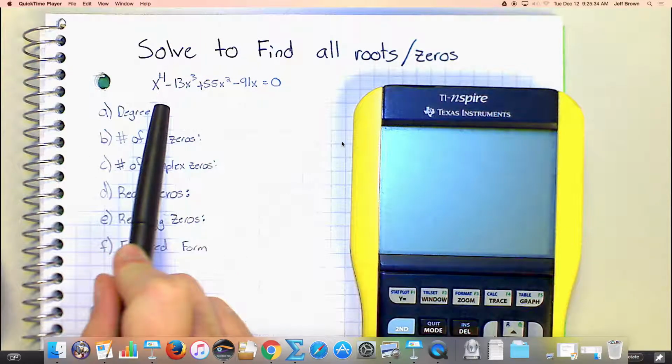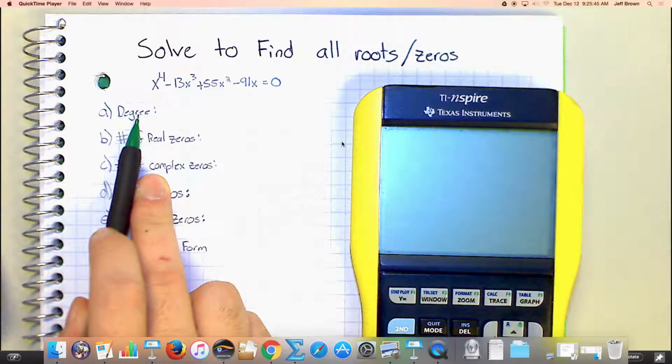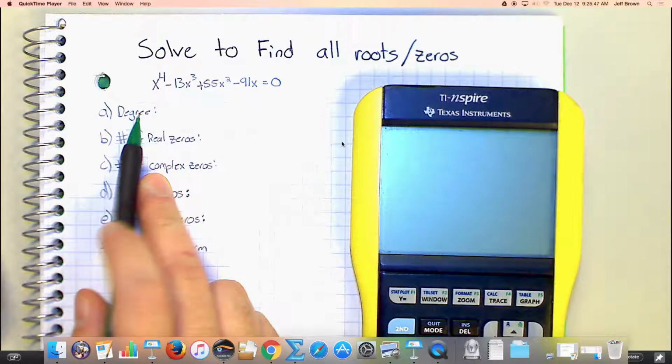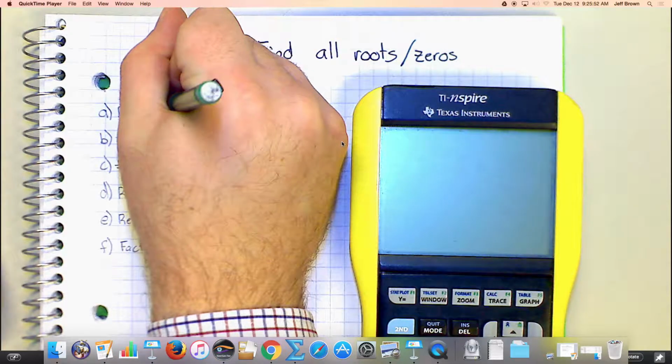It's x to the fourth minus 13x to the third plus 55x squared minus 91x is equal to 0. We're going to start by going through each of these parts. The very first one is the degree. So we're looking at the degree of this polynomial. If I look, my highest exponent is a 4. So my degree here is a 4.